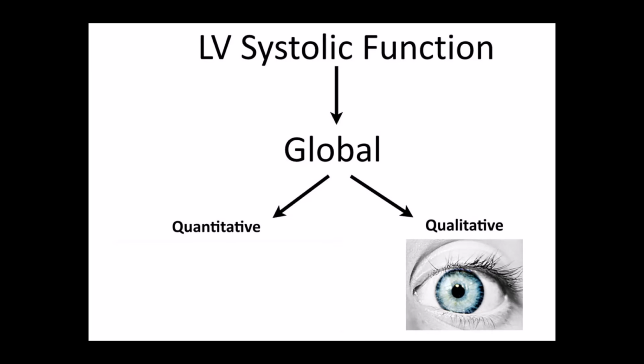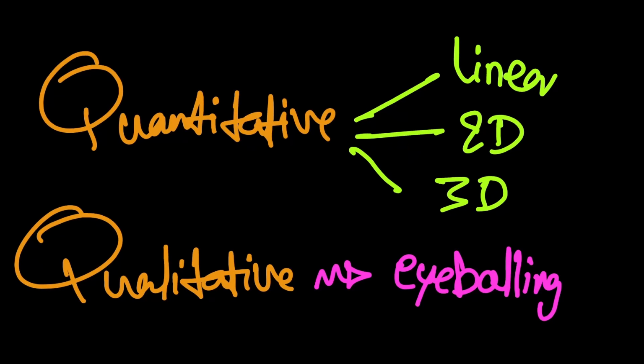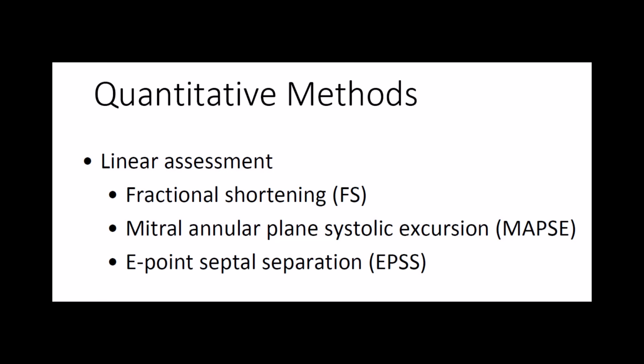And we can classify that into quantitative assessment and qualitative assessment. For the quantitative assessment, there is linear assessment, 2D assessment, and 3D assessment. The scope of this lecture is to talk about the linear and the 2D assessment. So for the linear, we have the fractional shortening, the mitral annular plane systolic excursion, which is the MAPSE, and the EPSS, which is the E-point septal separation.